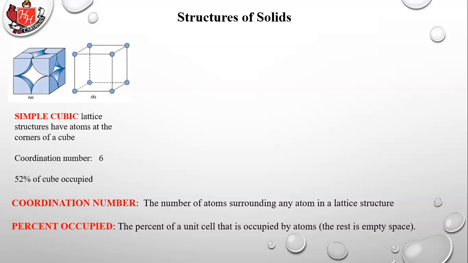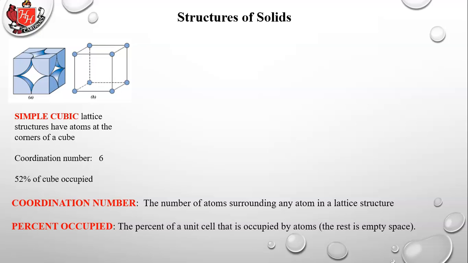Okay, so let's define. A coordination number is the number of atoms surrounding any atom in a lattice structure. Percent occupied is the percent of a unit cell that is occupied by atoms. The rest is empty space. If you're interested in geometry, there are some really fun geometry problems you can do to figure out distances and atomic radii.